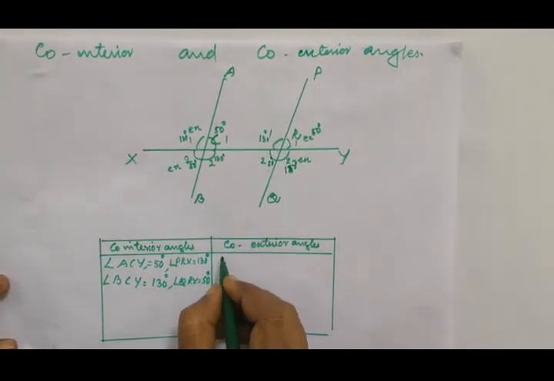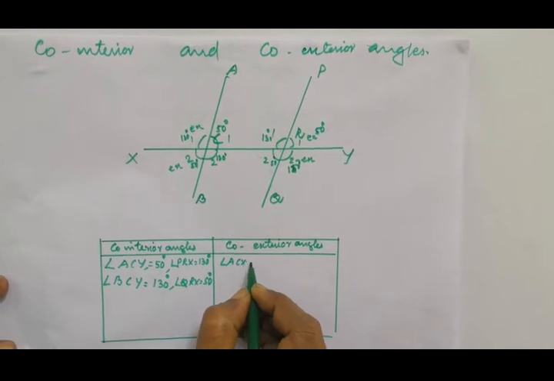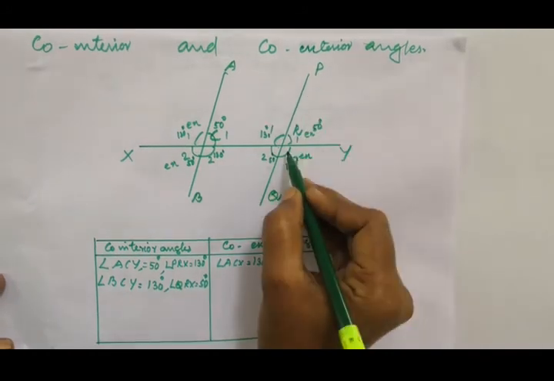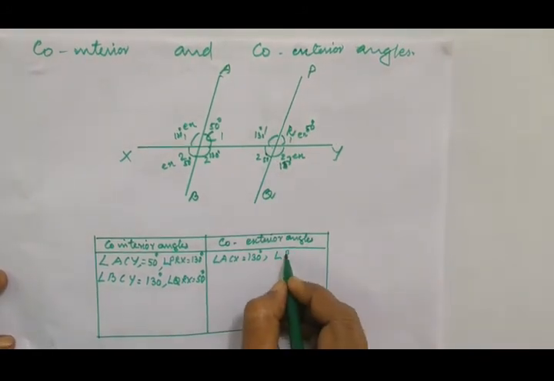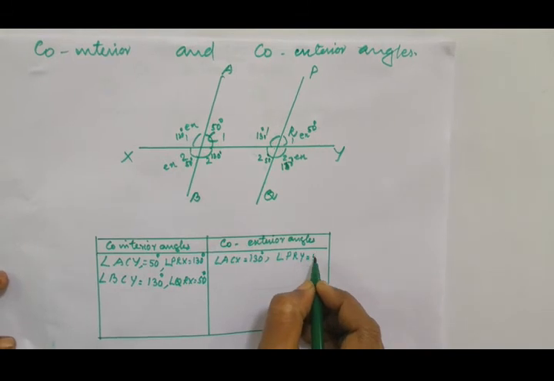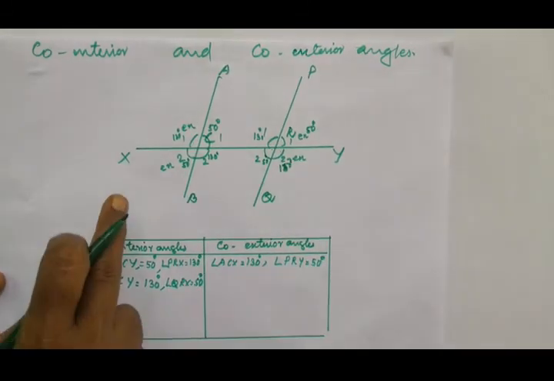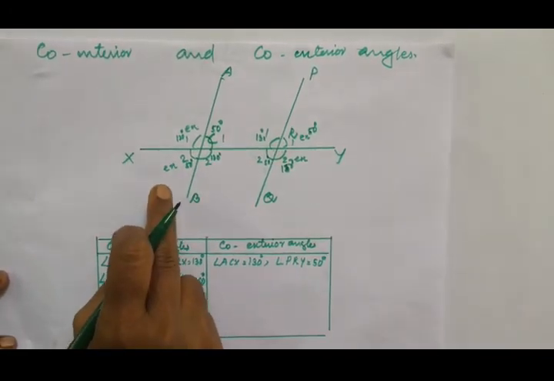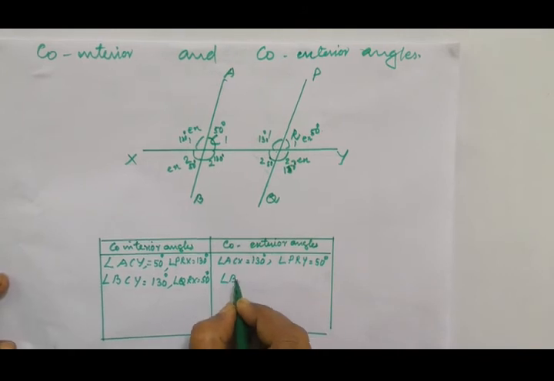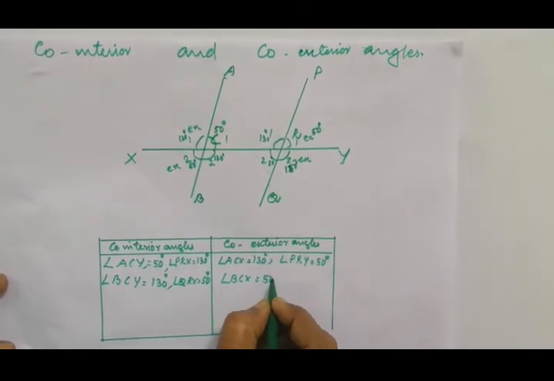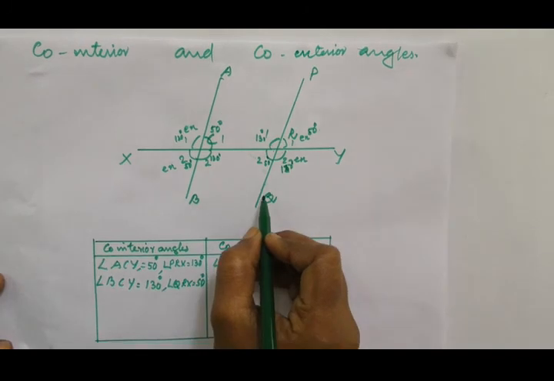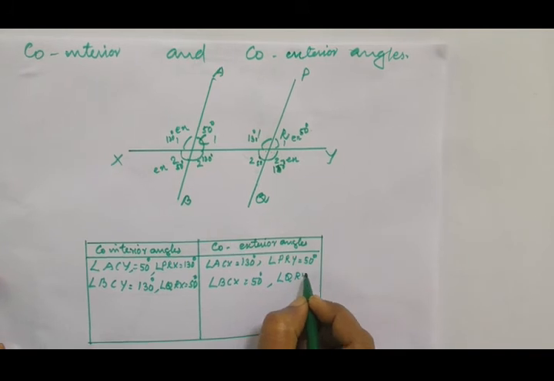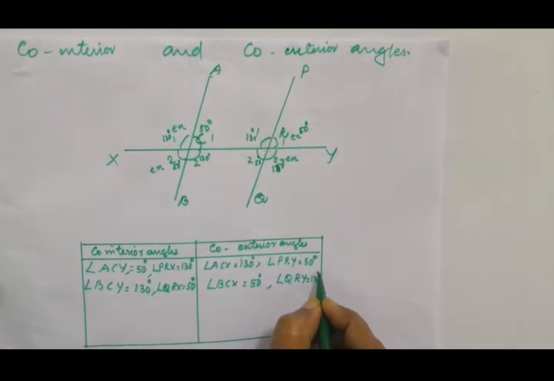Angle ACX is equal to 130 degree. Angle PRY is equal to 50 degree. Similarly, another pair: BCX is equal to 50 degree. Angle QRY is equal to 130 degree.